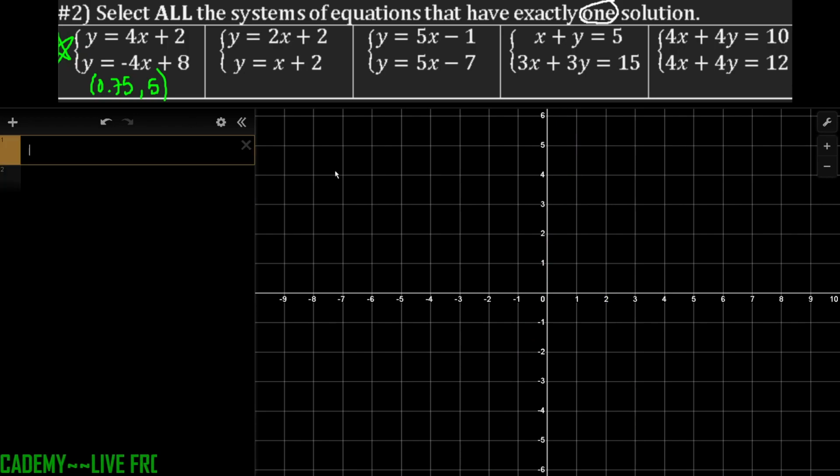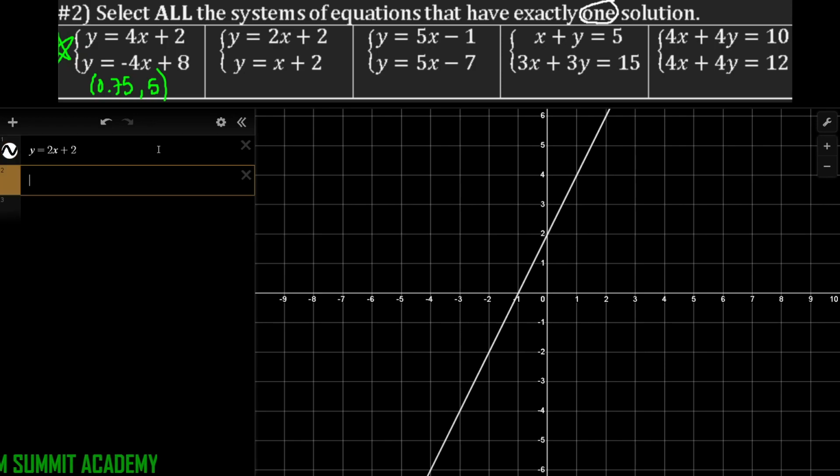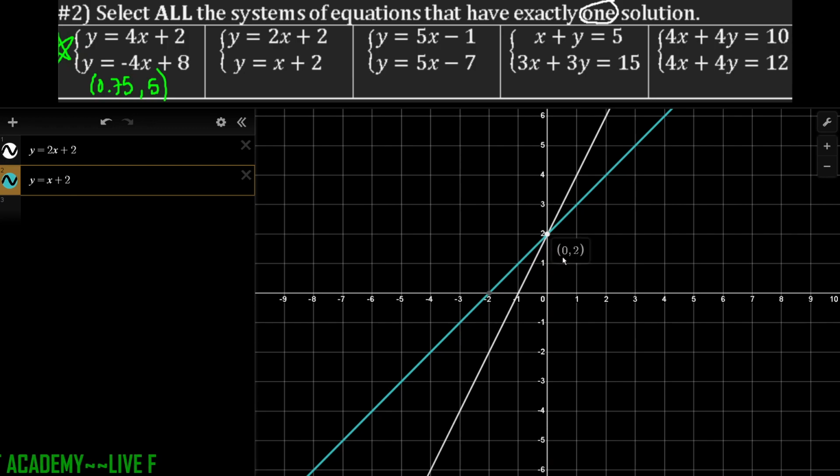All right, so let's try for the second system. We have y equals 2x plus 2 and y equals x plus 2. So same idea, we have one point where they intersect. So what is that point? It's on that y-axis, so it's going to be x equals 0, y equals 2. So it's going to be 0, comma 2. So this one also has one solution, and we'll say 0, comma 2.